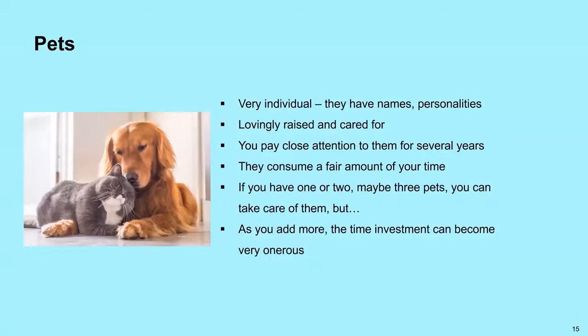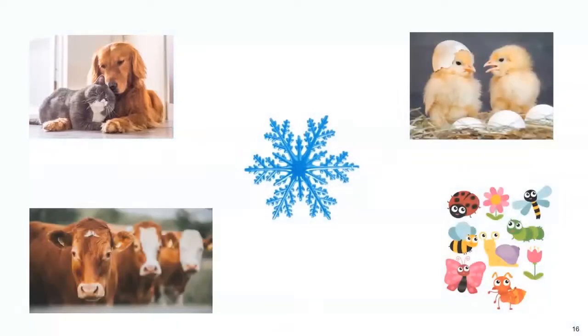Many of us have pets. Probably a lot of people on the call have pets. Pets are individual. They're members of the family. They have personalities. We care for them very closely, and they live a fairly long lifespan. They can consume a lot of your time depending on how many you have and what kind of pet you have, whether a dog or a cat or something more exotic. They're pretty easy to take care of until you get too many of them, and then it becomes a challenge. As you add more, the investment of time and energy required can become pretty intense and onerous. So think of pets as an analog for bare metal servers. The bare metal servers sitting in your data center fit this category. They're very labor intensive, individualized, and require a lot of your attention and effort.